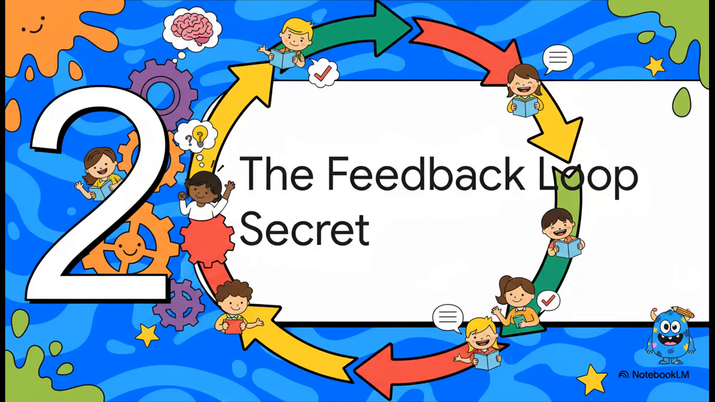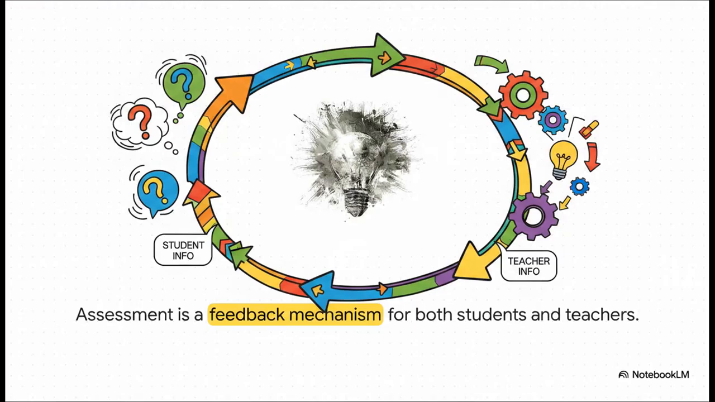Okay, so this brings us to a really powerful shift in thinking. Let's call it the feedback loop secret. It's all about looking at assessment in a completely new way. This right here, this is the whole idea in a nutshell. Assessment isn't just a one-way street for students. It's for teachers too. It tells students how they can improve their understanding, and it gives you, the teacher, critical info on how to tweak your instruction to get them there.